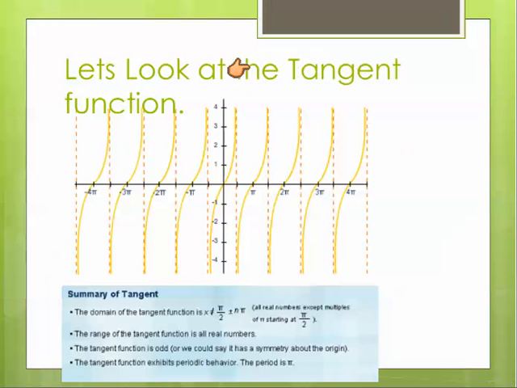Okay? So let's look at the tangent function. Tangent function looks a little bit different. Looks kind of like an S curve here, doesn't it?